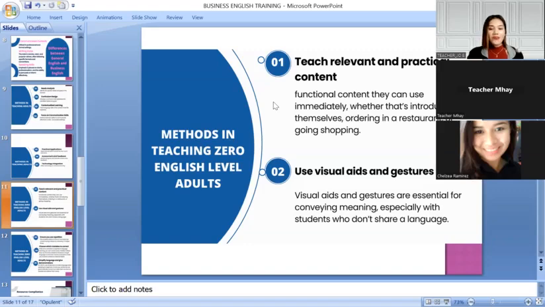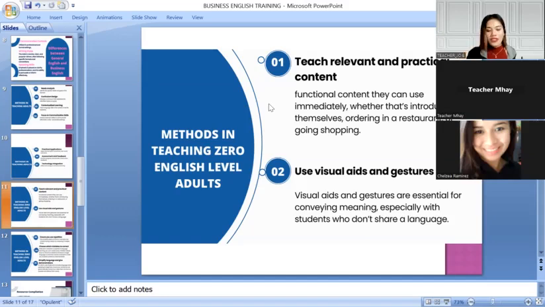So number one is we have to teach relevant and practical content. So functional content they can use immediately, whether that's introducing themselves or ordering in a restaurant or going shopping. So this is the first step to do. Teach relevant and practical content.